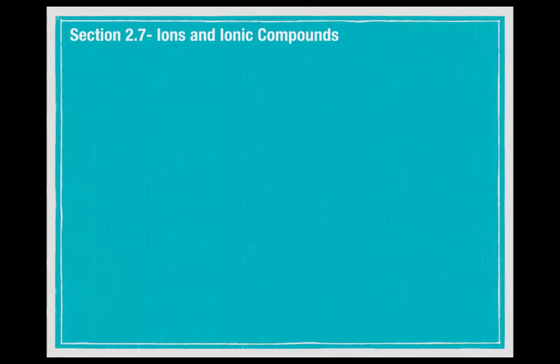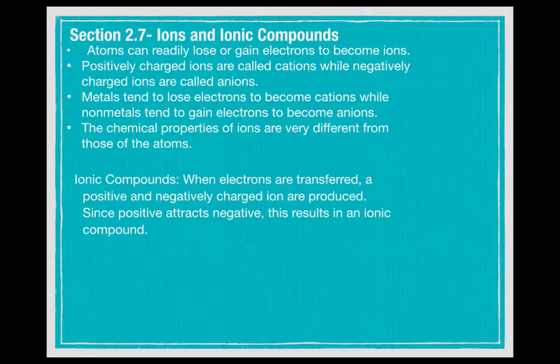In this section, we're going to look at how those ions and the charges that we can now predict contribute to the formation of ionic compounds. This should be a quick review for you. I'm just going to read through this to make sure we're on the same page. Atoms can readily lose or gain electrons to become ions, and we've looked at characteristics such as ionization energy and electron affinity in order to understand which atoms accept and which lose.